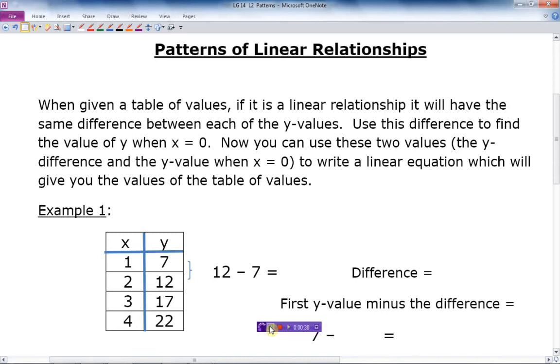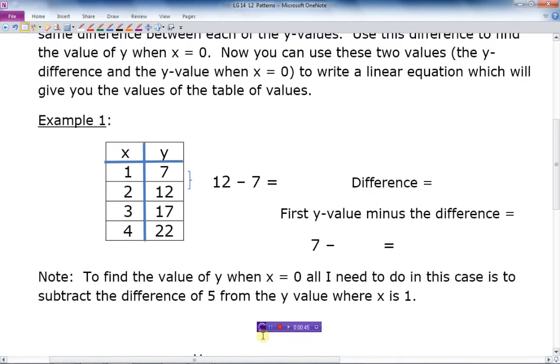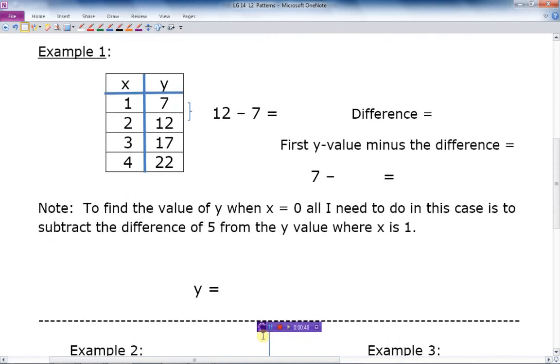Now we can take those two values, the y difference and the value of y when x is 0, and we write a linear equation which will give us all those data points that we've been given in the data table, and will give us a straight line. Let's just see how that works, it's a bit confusing. Let's try a couple examples here and see how that works out.